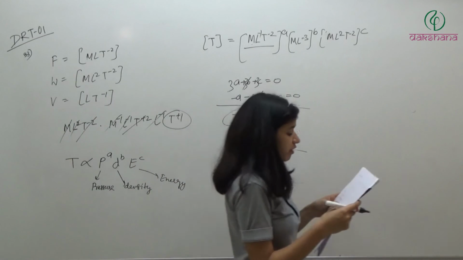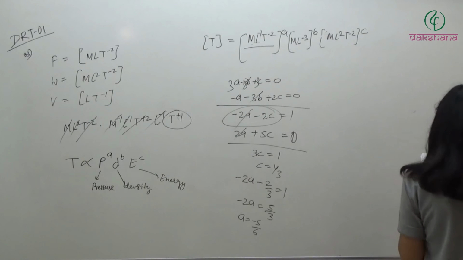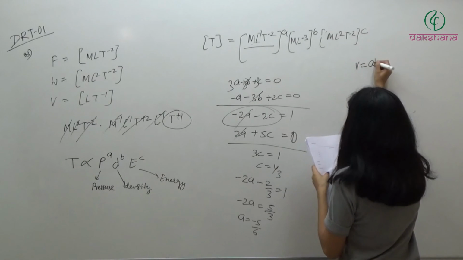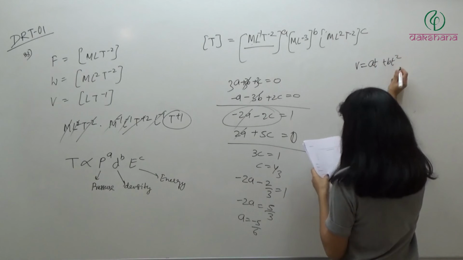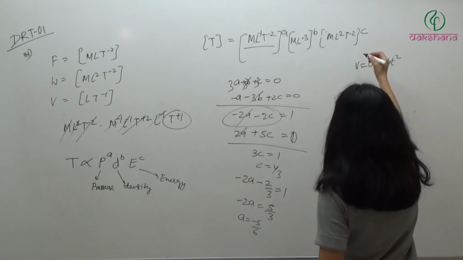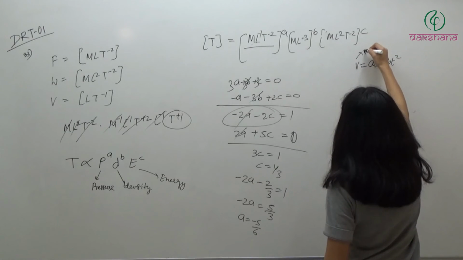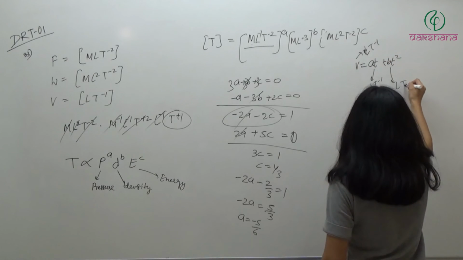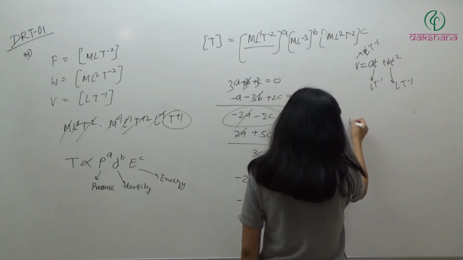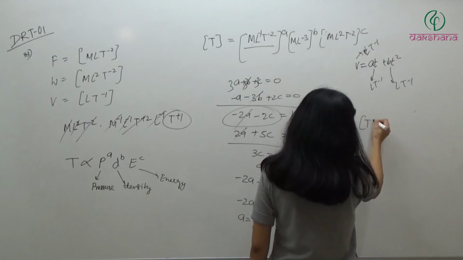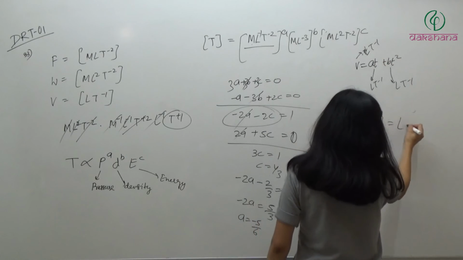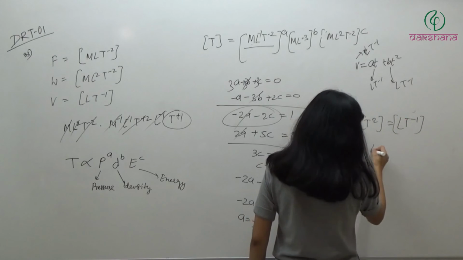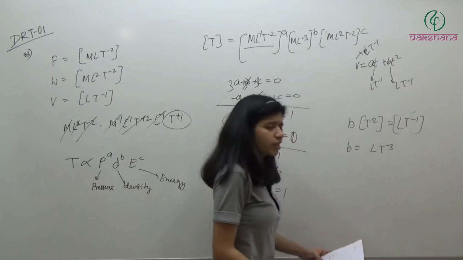Question number 35. The velocity of a particle V at an instant t is given as V is equal to AT plus BT square. The dimensions of B. So its dimension should be LT minus 1, LT minus 1, LT minus 1. So here we have B into T2 is equal to LT minus 1. So now what we'll get? B is equal to LT minus 3.